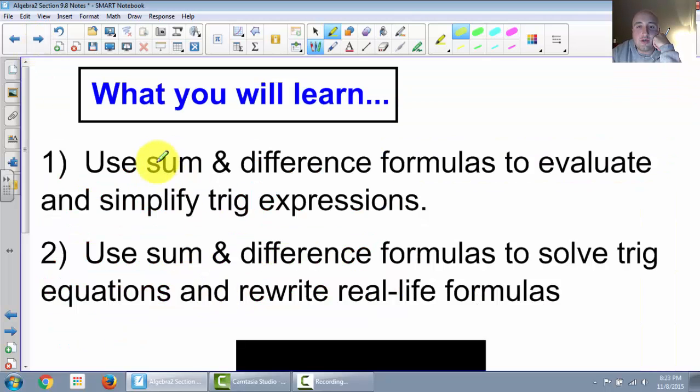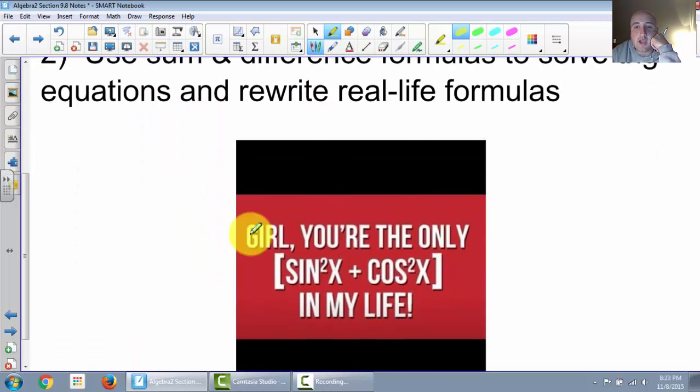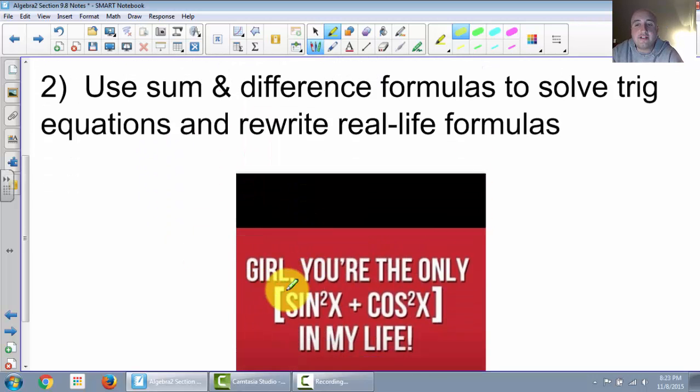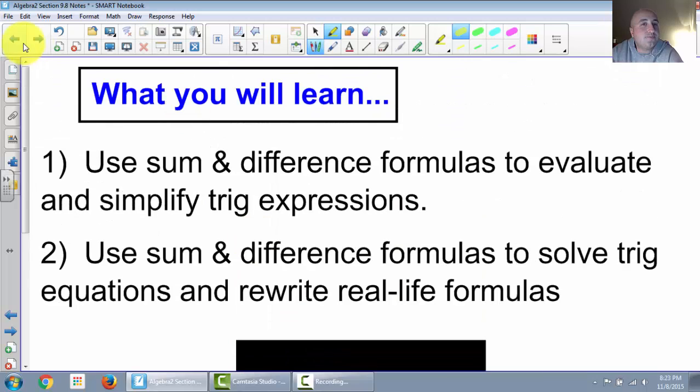What you'll learn, so these are in your notes, so you'll know what to look for if you're studying. Hopefully after doing our trig identity section last time, that will make sense to you.